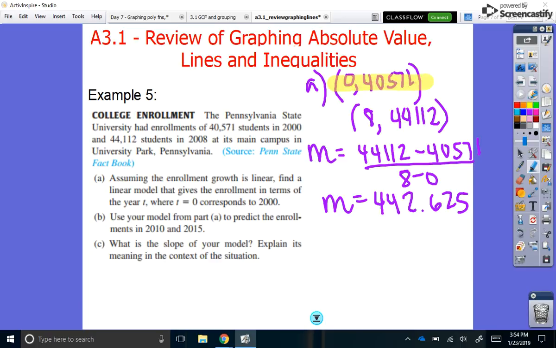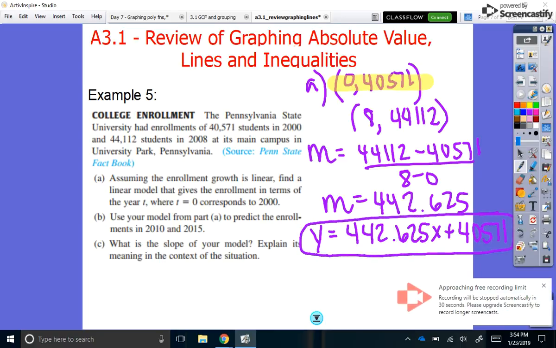If we look back here, that's the y-intercept because x is 0. So y equals 442.625x plus 40571 is the linear equation. For B, quickly, you need to plug in 10 and 15 for x. So you guys will have to do this since my video is coming to an end. So y equals 442.625. First do 10 plus 40511, and then do 15 plus 40511 to get the answer there.